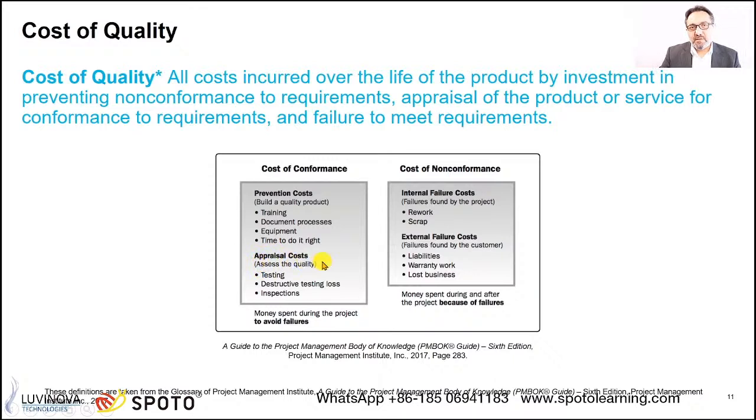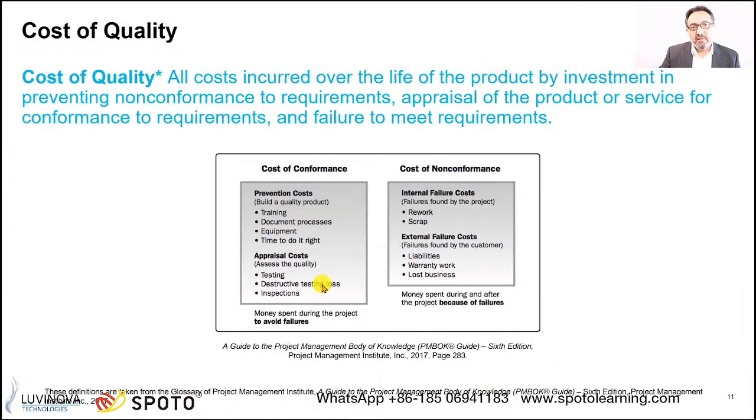Then appraisal cost, for example, testing. All this testing, alpha testing, beta testing on a piece of code in software development, is appraisal cost, which is cost of conformance in order to meet the quality requirements. Destructive testing loss, this is in construction. This is also one side. All the inspections that we do are all cost of conformance, the cost to ensure that we are going to meet the quality requirements.